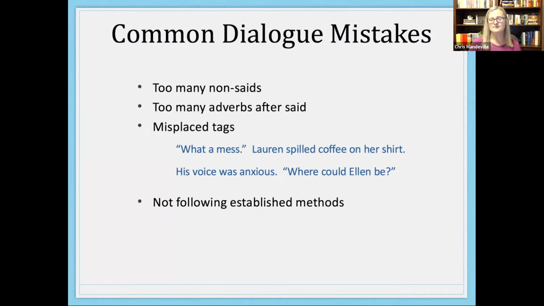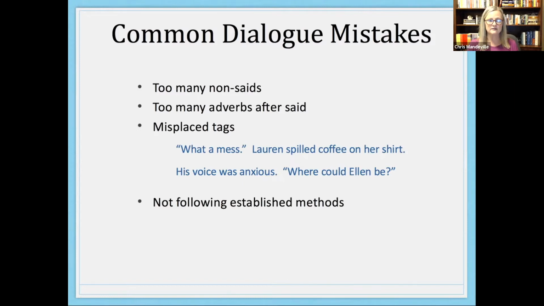Misplaced tags. Misplacing a tag is a really common mistake, and it can be hard to find in your own writing. This is where it can help to have somebody that you share writing with, somebody who can critique your work and give you feedback. Here's an example of a misplaced tag. What a mess. Lauren spilled coffee on her shirt. Or his voice was anxious.